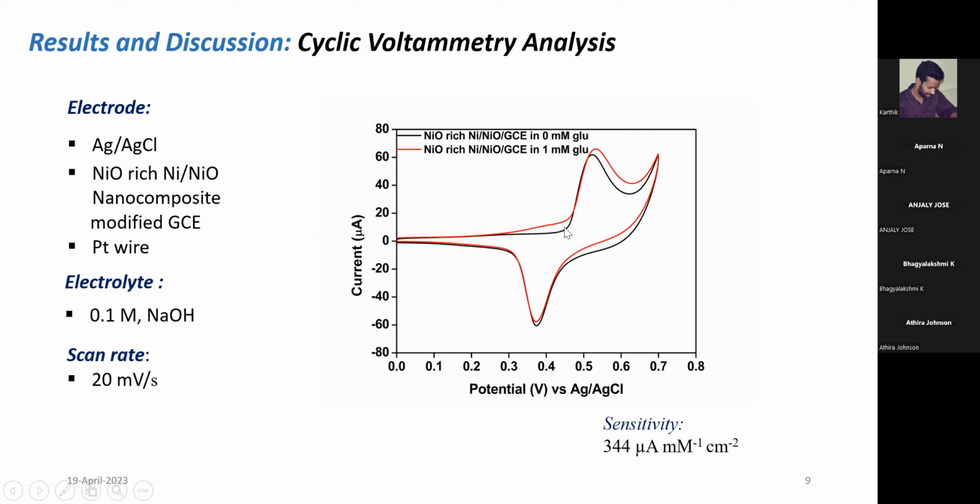The CV of our electrocatalyst, that is nickel oxide-rich nickel-nickel oxide modified GC, shows well-defined redox peaks showing the electrochemical activity of our composite. And in the presence of 1 millimolar glucose, our analyte, the CV shows an increase in peak current, showing the glucose sensing ability of our composite.